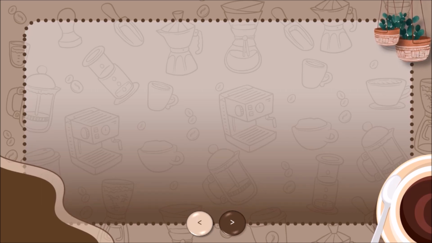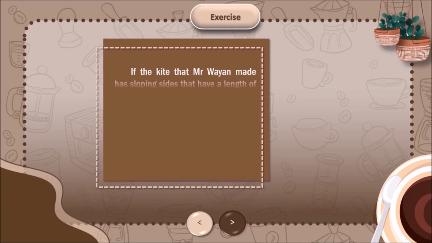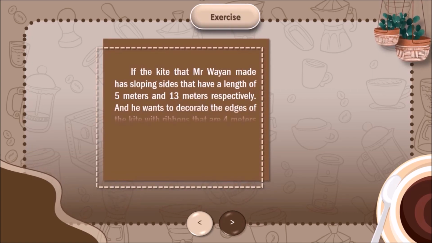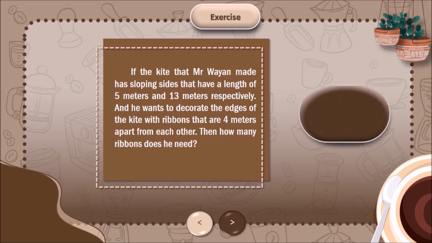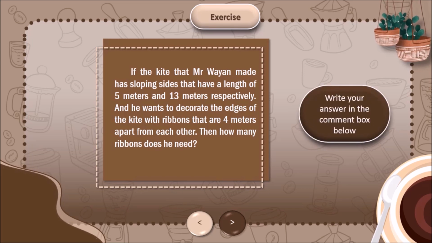To strengthen your understanding, I have one problem for you to solve. If the kite that Mr. Wayan made has sloping sides that have a length of 5 meters and 13 meters respectively, and he wants to decorate the edges of the kite with ribbons that are 4 meters apart from each other, how many ribbons does he need? Write your answer in the comment box below.